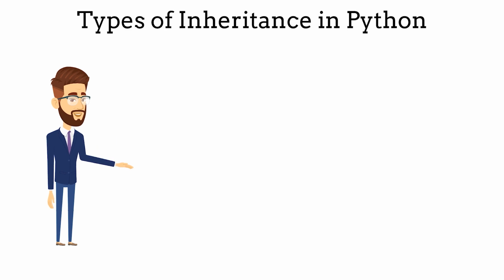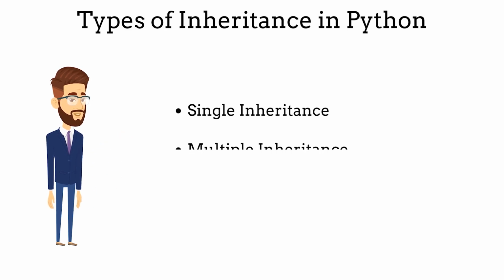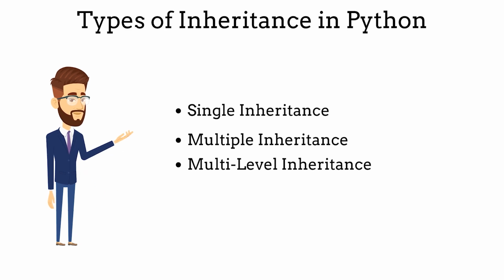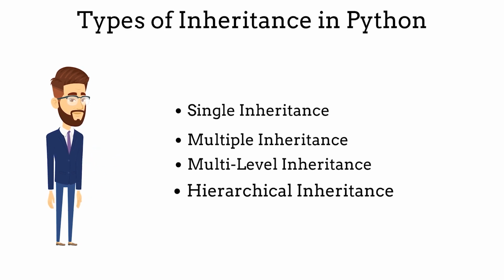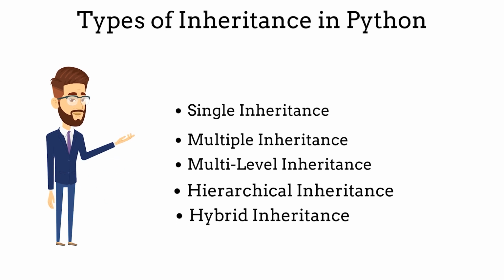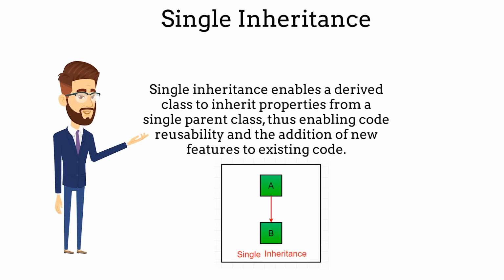There are 5 types of inheritance in Python. First, single inheritance. Second, multiple inheritance. Third, multi-level inheritance. Fourth, hierarchical inheritance. And last, hybrid inheritance. Let's discuss the types of inheritance.